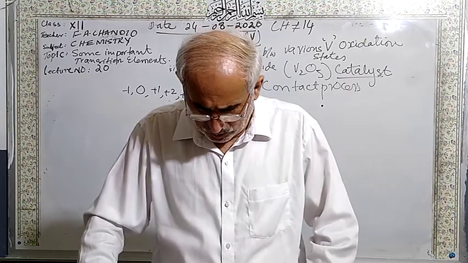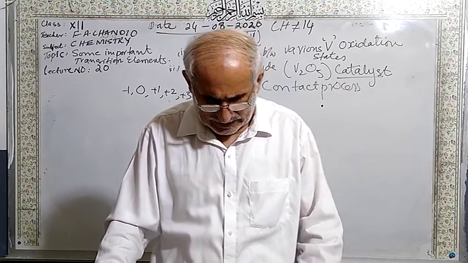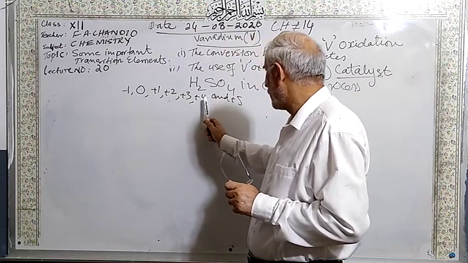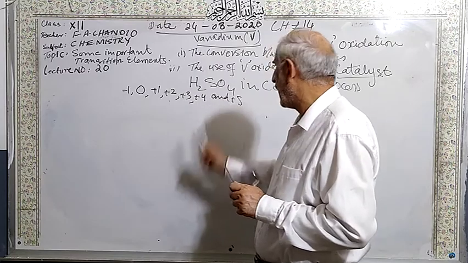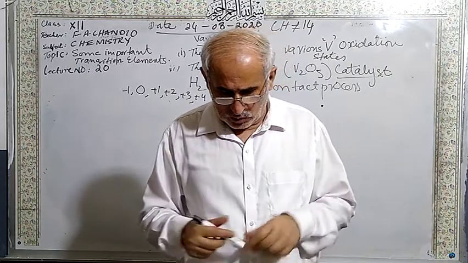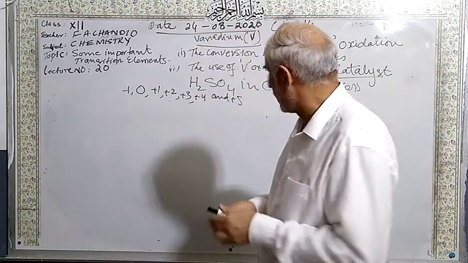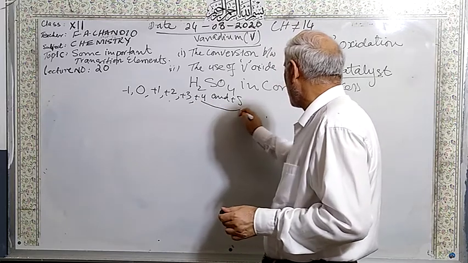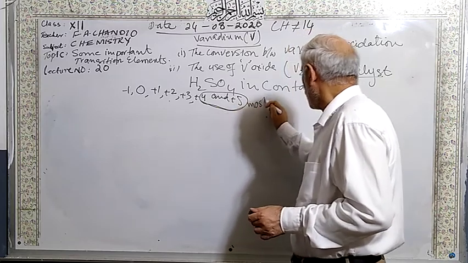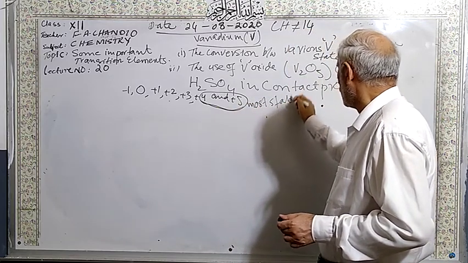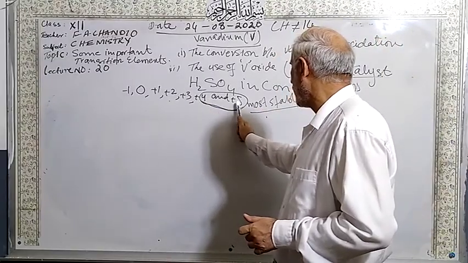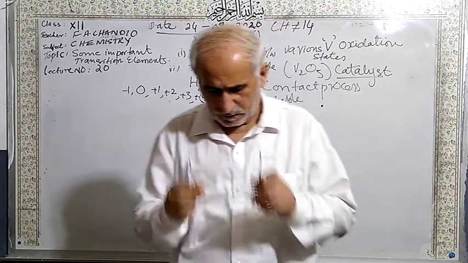So compounds in lower oxidation states are very unstable. Mostly +4 and +5 are stable. Lower oxidation states are mostly unstable, and as written here, the most stable oxidation states of vanadium are +4 and +5.